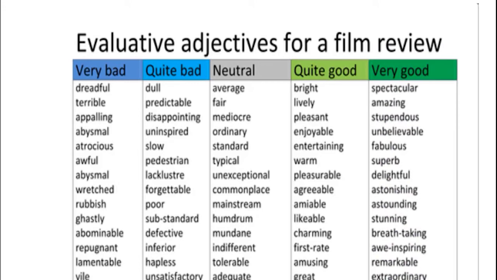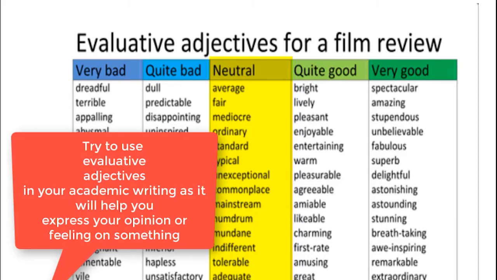If you're maybe neutral, meaning kind of average, it's not good, it's not bad, you can use neutral evaluative adjectives such as, on the weekend, I saw a very average, or I saw a very fair, or I saw a very ordinary comedy film. So that's kind of average, not good, not bad. So do try to use evaluative adjectives in your academic writing, expressing how you feel about something or expressing your opinion. Use these high-level words, high-level vocabulary for expressing your opinion. Evaluative adjectives are a good way of doing this.